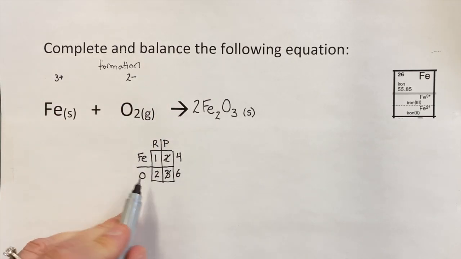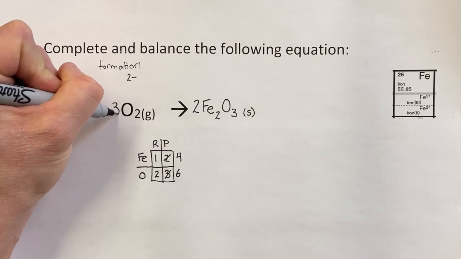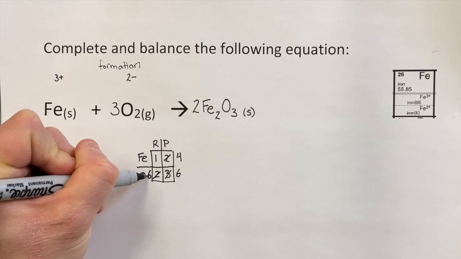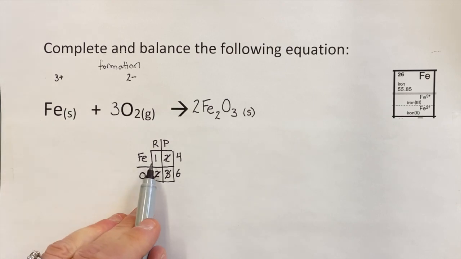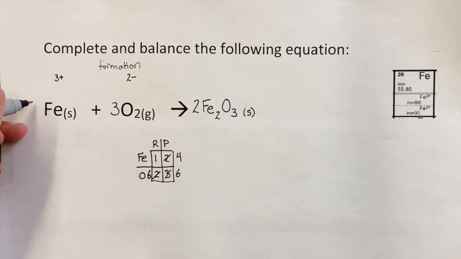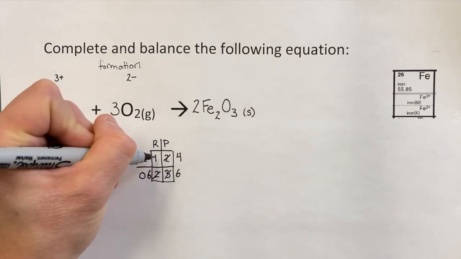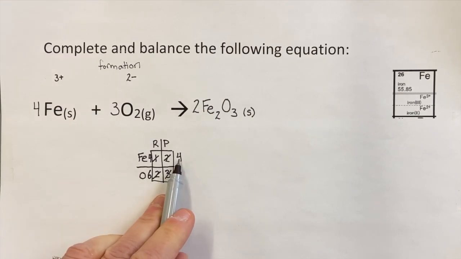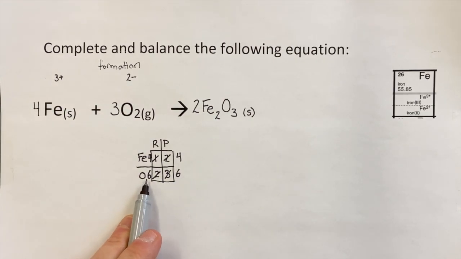Now I'm going to deal with this oxygen, put my coefficient of 3. 3 times 2 is 6. So this is also 6. And then I need to balance my iron. I need to turn a 1 into a 4, so I'll put a coefficient of 4, which changes this to a 4. So 4 irons in reactants, 4 in products, 6 oxygens in reactants, 6 in products. This formation reaction is now complete and balanced.